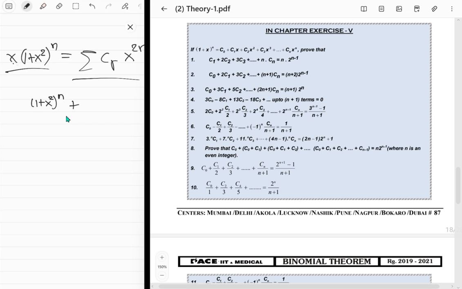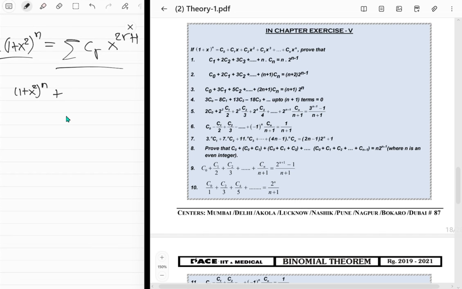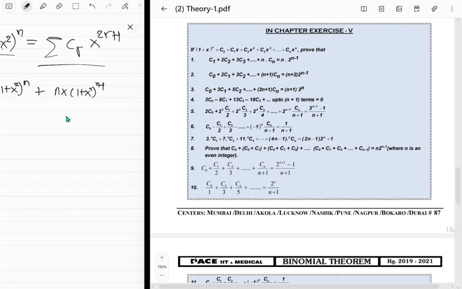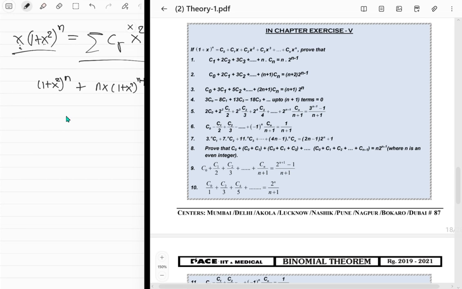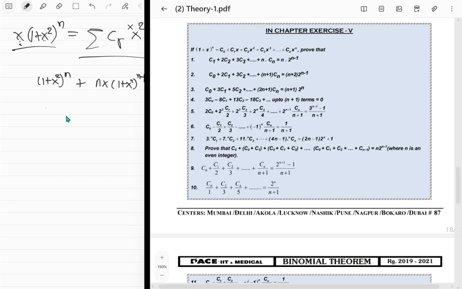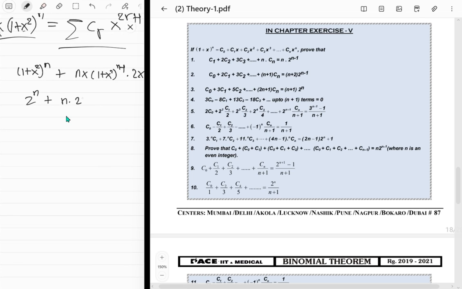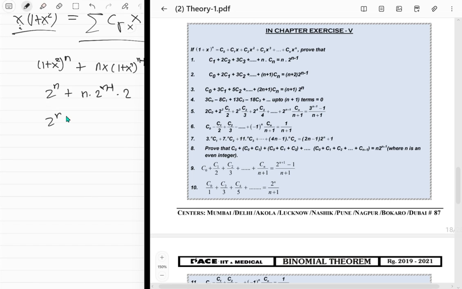Plus, keep that x, differentiate this thing. It's going to be nx, and then you got (1 plus x squared) to the power n minus 1. But then the derivative of x squared, which is just 2x. And then you put x equal to 1 in there. So you just get 2 power n plus n times 1, and that times 2 power n minus 1, and that times 2. So x is 1. That's going to be 2 power n times (n plus 1), as we thought. That's what we want to prove. Okay, next.